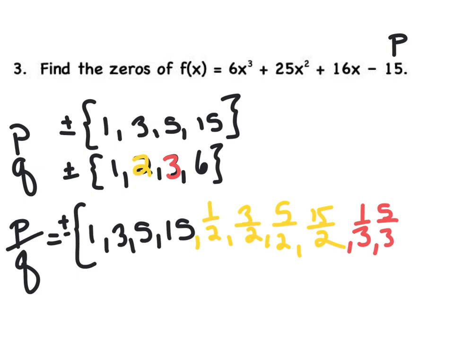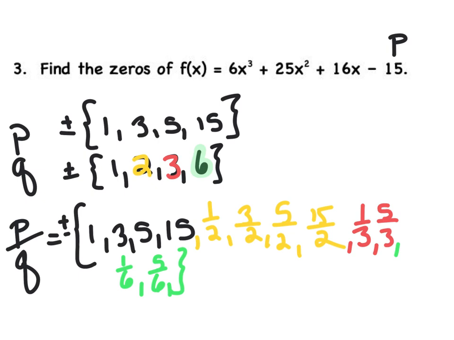And then lastly, I'm going to divide through by 6. So dividing through by 6 would be 1/6. 3 over 6 would reduce to 1 half, but 5/6. 15 over 6 would reduce to 3 halves. So there's my entire list.